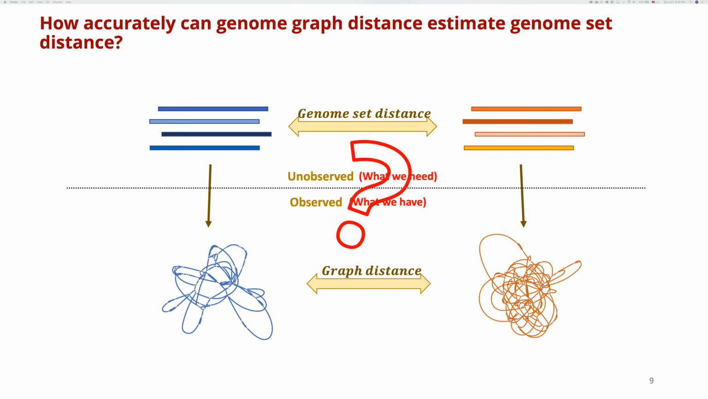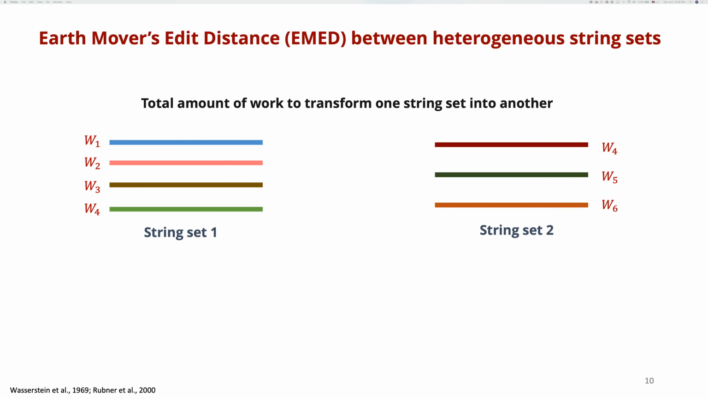In our study, we aim to answer this problem by characterizing genome graph expressiveness, and we take a step further to reduce the discrepancy between the two representations. We first properly define the distance metric between heterogeneous string sets. We point out that in order to compare heterogeneous string sets, we are essentially comparing two distributions of strings.